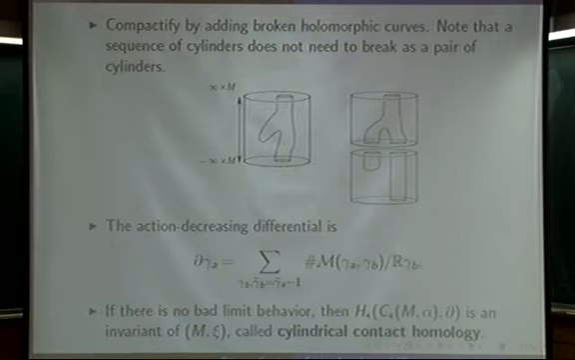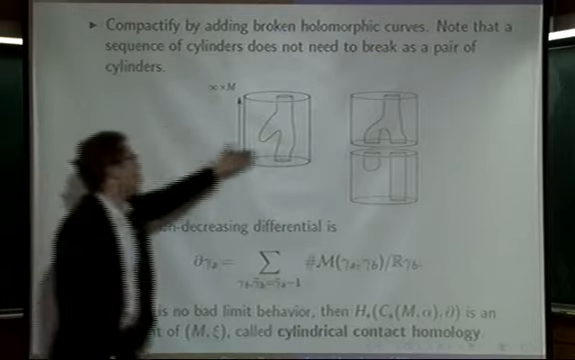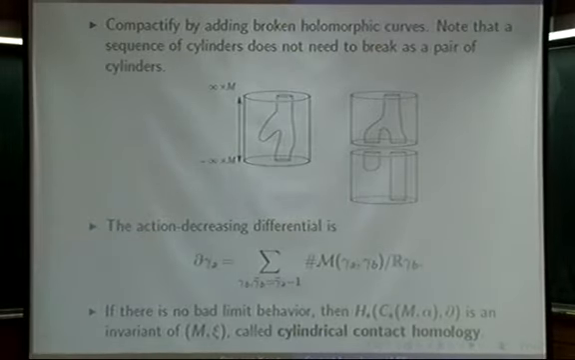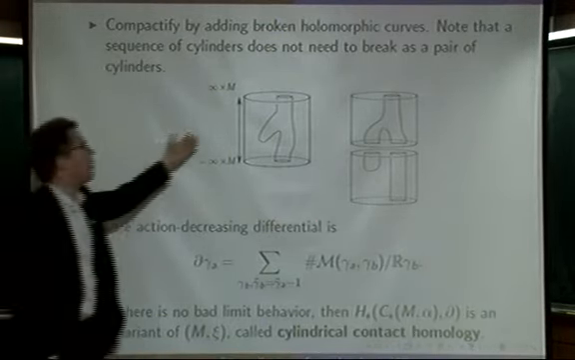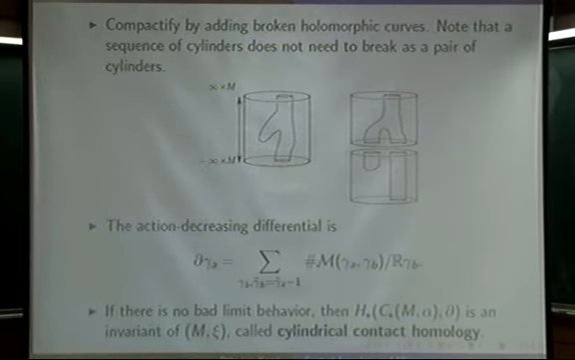Before, if I took a sequence of gradient trajectories, it always breaks as a finite sequence of gradient trajectories. But if I take a sequence of holomorphic cylinders, there is absolutely no reason that it needs to break as a pair of cylinders, which is what you need to happen if d squared is going to be 0. So it does not happen. In general this could happen, or other things could happen. I call this bad breaking, but still we can compactify the moduli space by adding these so-called holomorphic buildings.